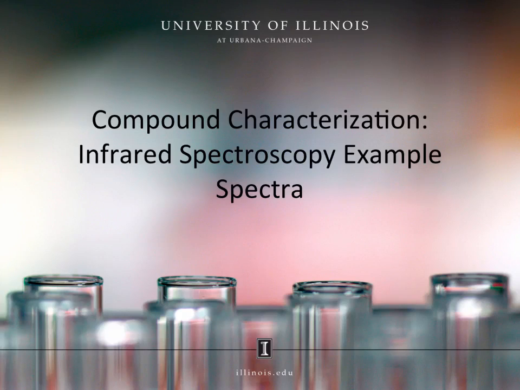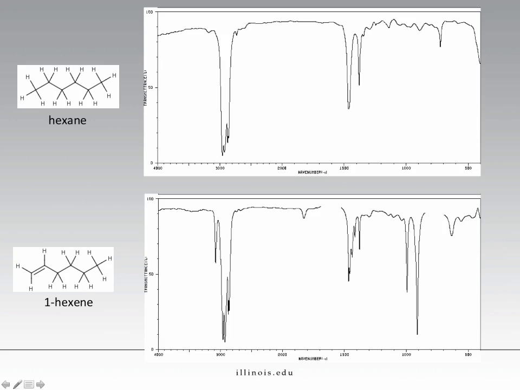Compound characterization, infrared spectroscopy, example spectra. In this webcast, I'll be showing you a number of IR spectra. The purpose of this webcast is to demonstrate how even small changes in the structure of a compound can have large consequences in the associated infrared spectra. You will see how stretches that we discussed in the previous webcast actually look like in a real infrared spectrum.